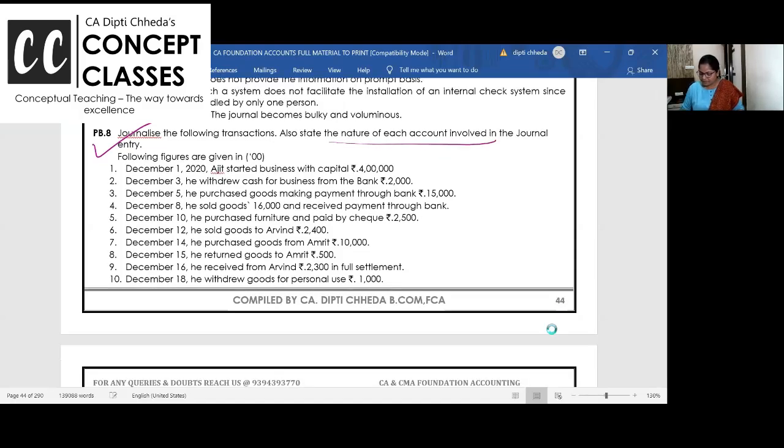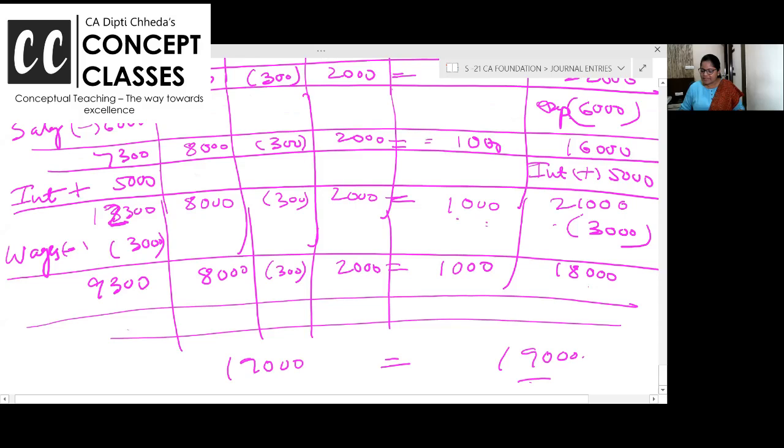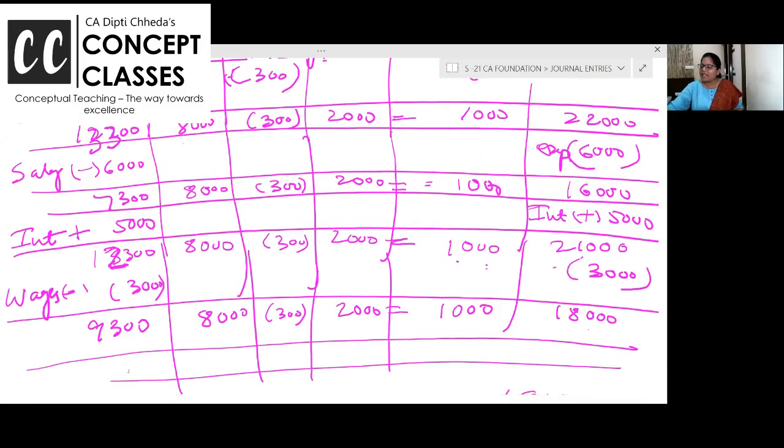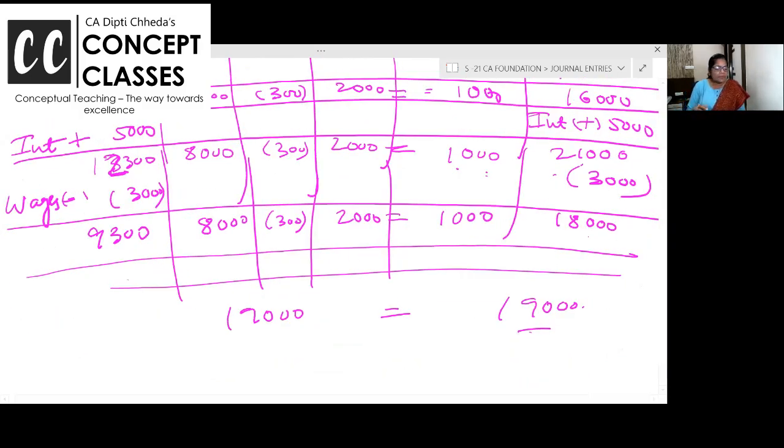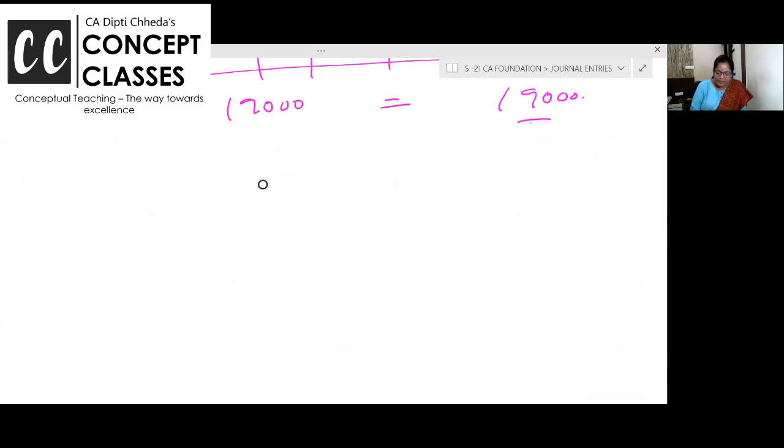The 8th problem. Yes, look at the screen. Do you remember? This is the last problem for the accounting equation we have solved. Let us pass the journal entries. Problem number 8 we are doing.